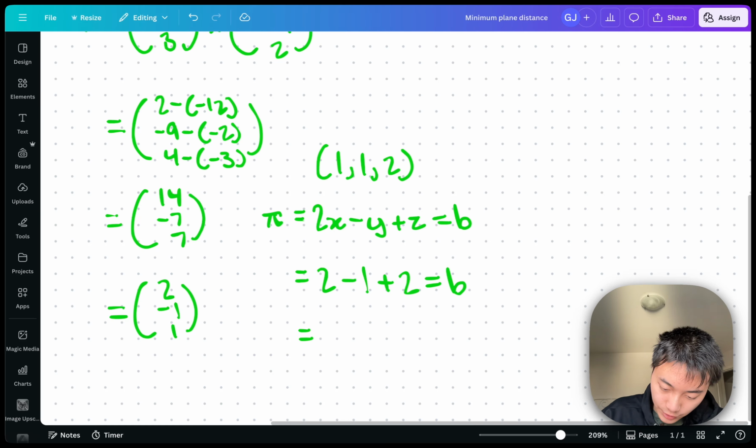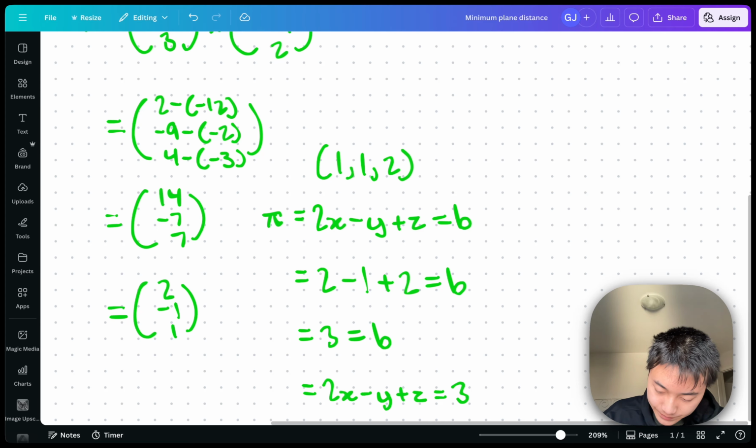And 2 minus 1 plus 2, that's 3. And this is equal to the constant. So the final equation of the plane is 2x minus y plus z equals 3. Okay. I don't think we can do anything with it right now.